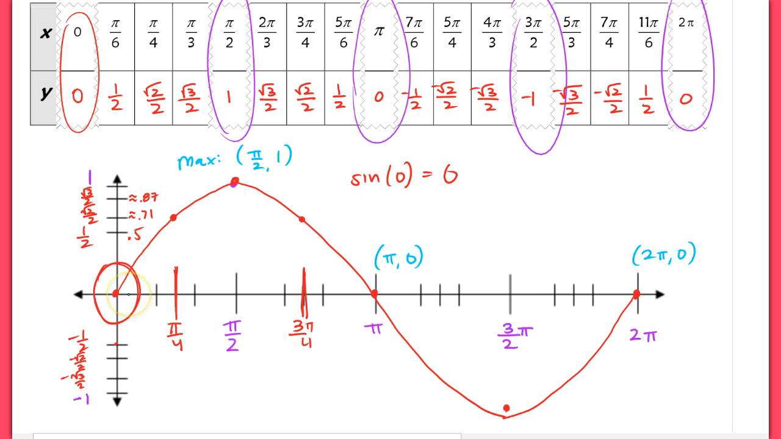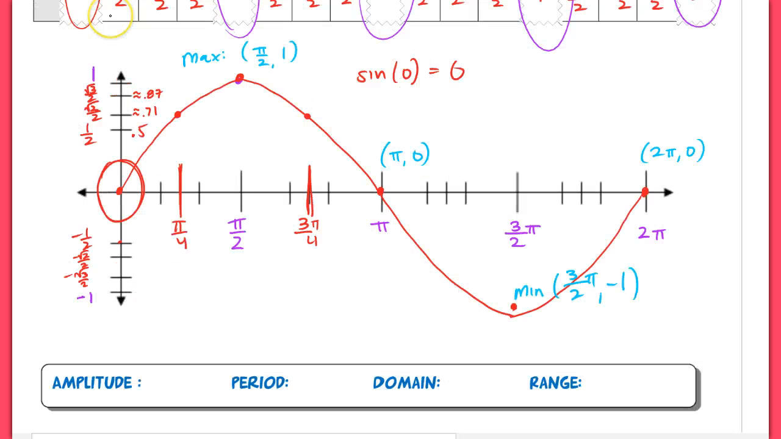So really all I need to see are your max, and then your min down here at 3/2 pi, -1. Okay, so these are the important coordinates that I would want to see, and you just need to show me that smooth curve for the sine function. Okay, finally, let's find the amplitude and period as well as the domain and range of the function. Now, I know I talked about amplitude when we first saw the graph, but from here you can see that the amplitude would be 1.